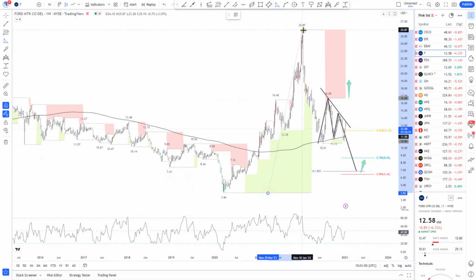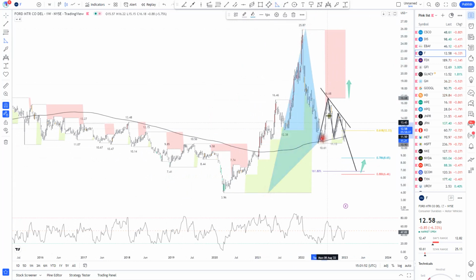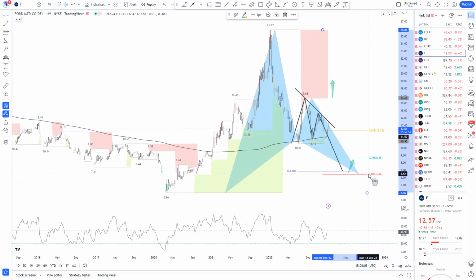So basically we are searching for multiple patterns here between this range. I will point to 6.5, 6.46. So this is where the bullish bat pattern will complete for Ford.